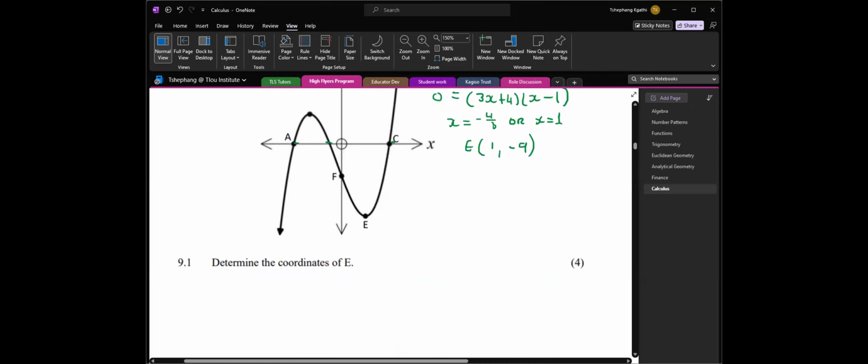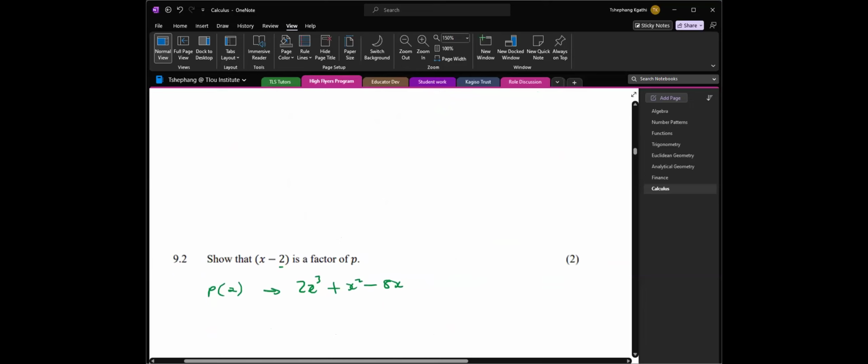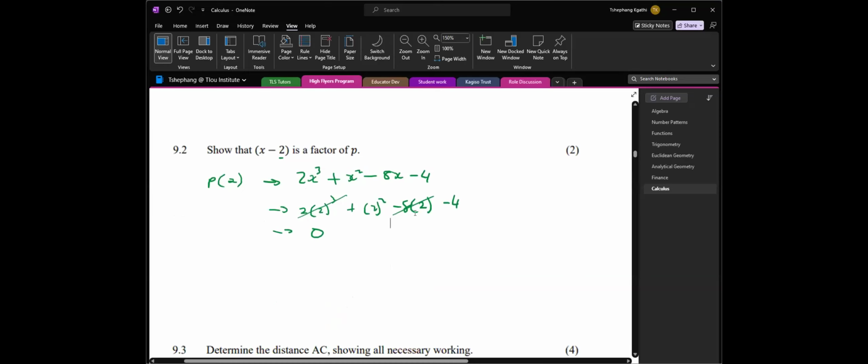And the last one was just a minus 4. So all we need to do is substitute P to be 2. And if we do it, then we should be getting, let me just write it out. It's this, cancel that, cancel that. So x minus 2 is a factor. Put it all together there.